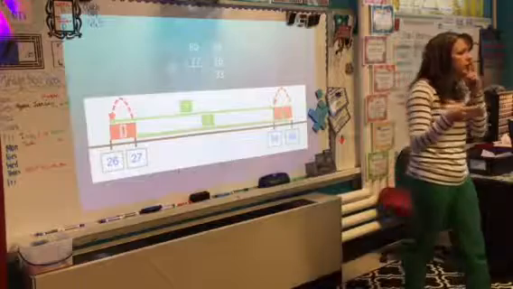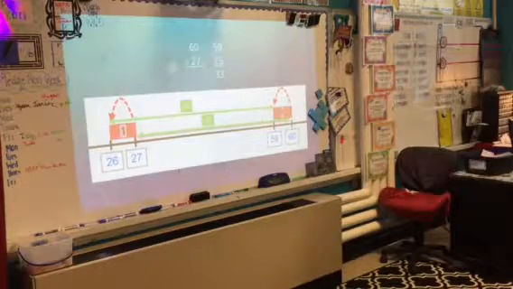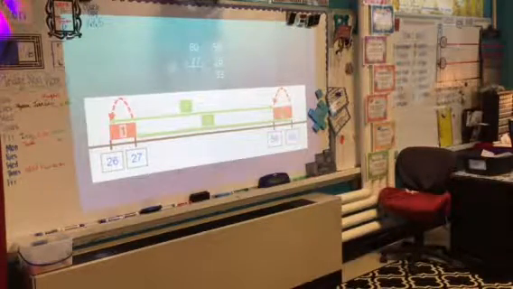Turn and tell your neighbors why you think the distance or the difference stayed the same. Why is the difference staying the same?